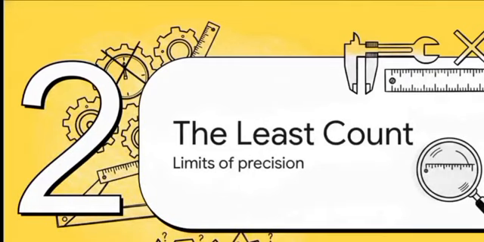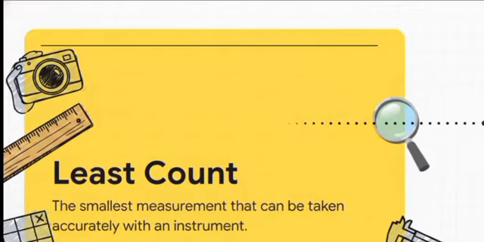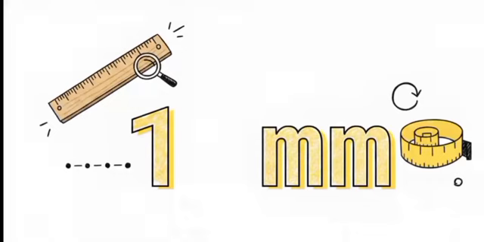Moving right along to Section 2, unpacking the least count. Now this concept right here, it is absolutely crucial. It's really the bedrock of all scientific measurement. The least count is strictly defined as the smallest measurement that can be taken accurately with a specific instrument. Think of it kind of like the ultimate resolution of your tool. If you're a photography fan, you can think of it as the pixel size of your physical ruler. You literally cannot measure anything smaller or more precise than what this least count allows. It's a hard limit.